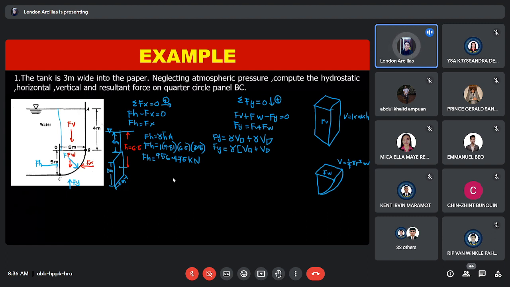Based on the dimension, this is 4 meters, sorry. And this is 3 meters wide. Then this one is 5 meters. Ito, 5 meters, 4, tapos 3 meters wide. Gets yun? So this is 4 times 3 times 5. Arrange natin. So this is 5 times 3 times 4. This is 5 meters, 3 meters wide, and the height is also 5 meters. Ano ito? 5, then the width is 3 meters.